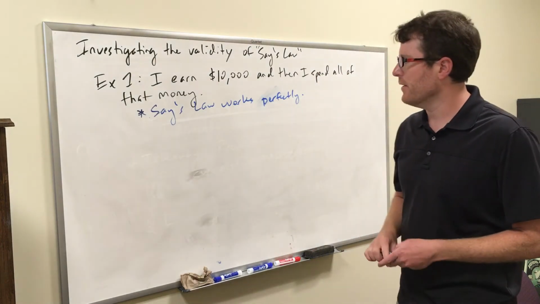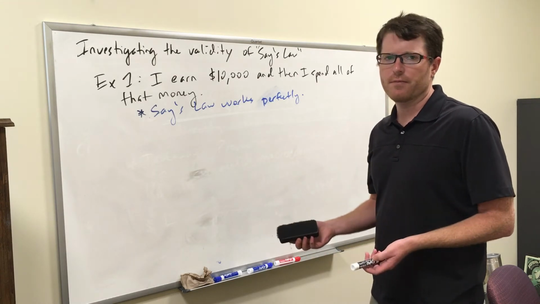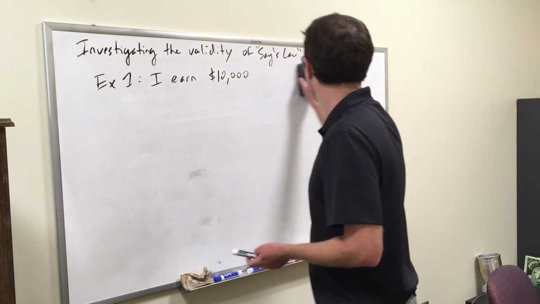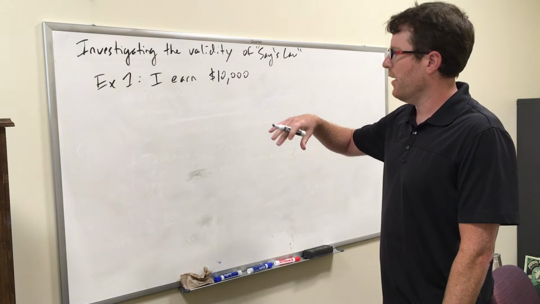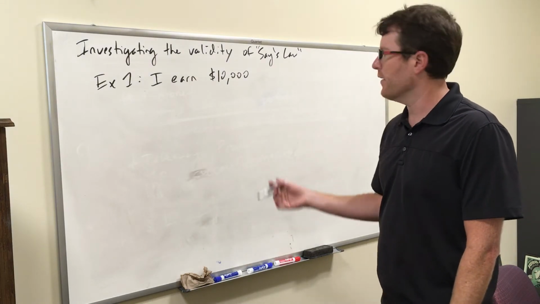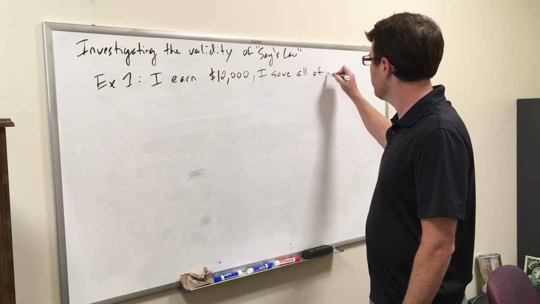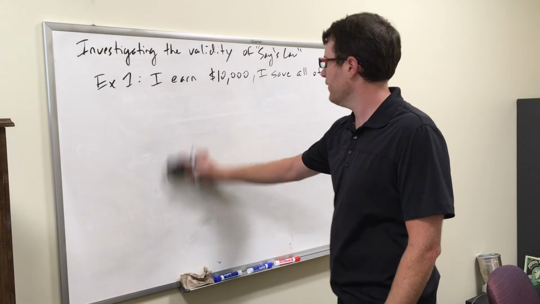So what we need to think about instead is, what if people save some or all of their money? All right, so what if instead of spending, let's say I save all of it. So instead of spending $10,000, I save all of it. And let's think about what that would mean if I save all of that money.